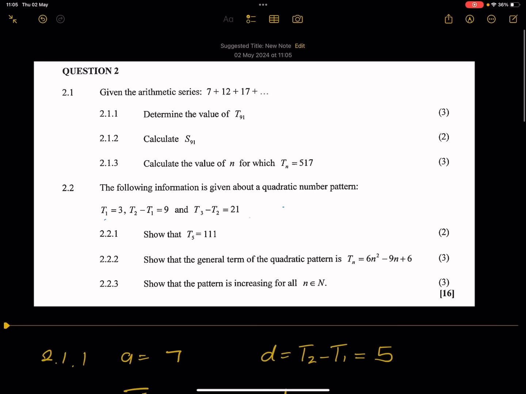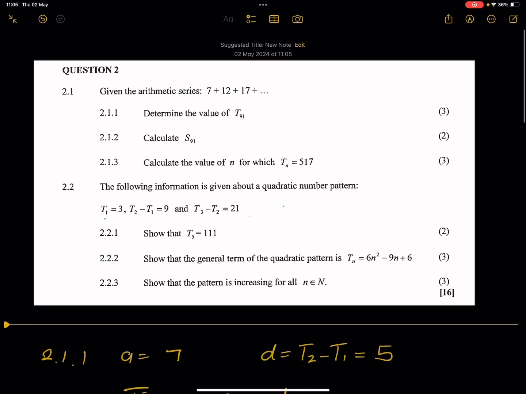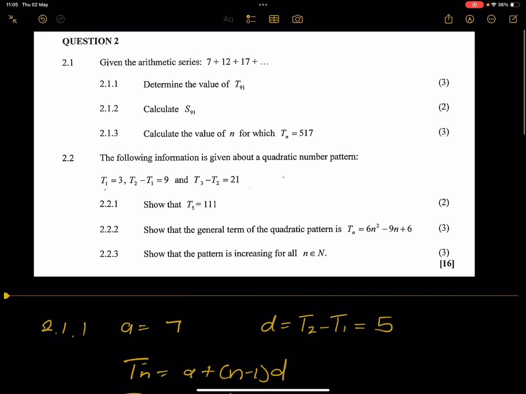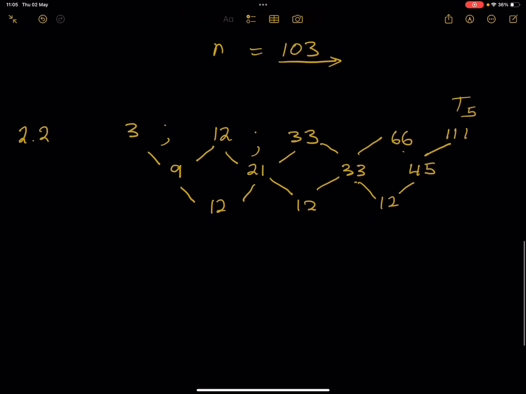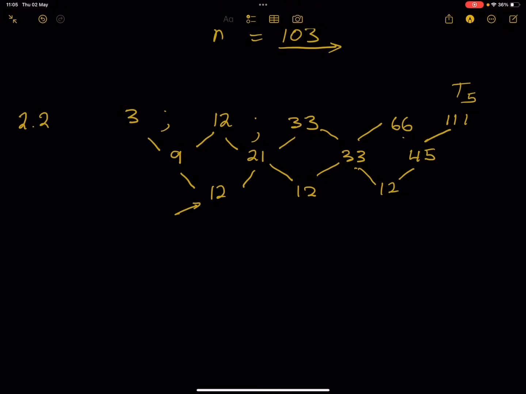They say show that the general term of the quadratic pattern is Tn equals 6n squared minus 9n plus 6. Now remember we now have our first difference and second difference. We know that in a quadratic sequence, our first difference is equal to 3a plus b.